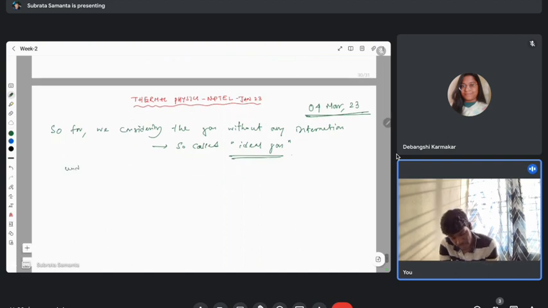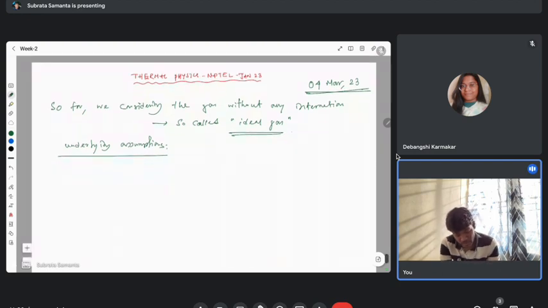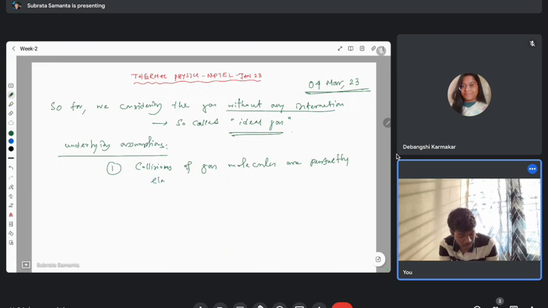The basic underlying assumptions are that, without any interactions, the collisions of gas molecules are perfectly elastic. This is the first assumption. That means there are no interactions. So the collisions are elastic collisions.